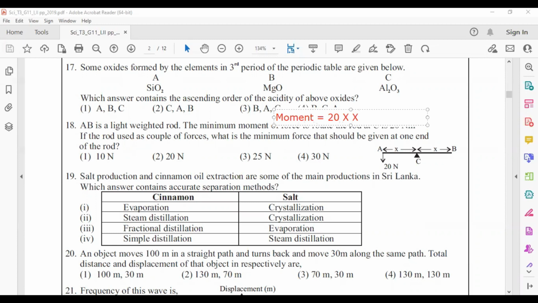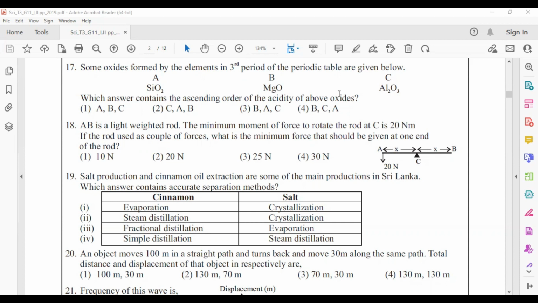It is X. The moment has been given here as 20. It is equal to 20 into X. Then we can find X. The answer is X equals 1. That means X is 1 meter. Now you know the amount of X here. Now add both X together, then X plus X is 2X. That means 2 meters. The total length of this rod is 2 meters.